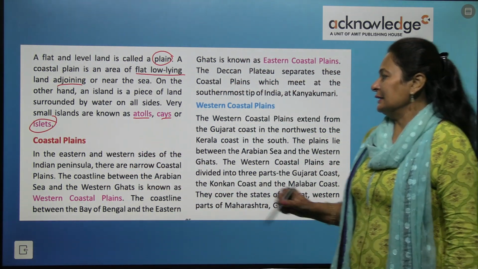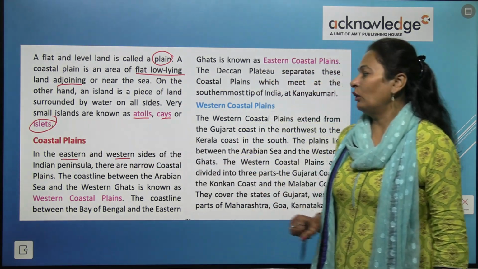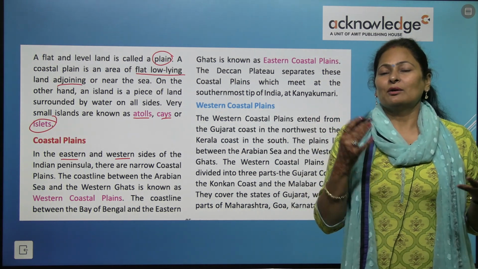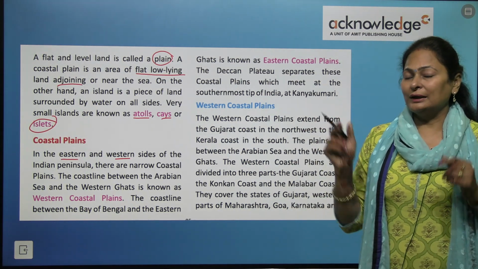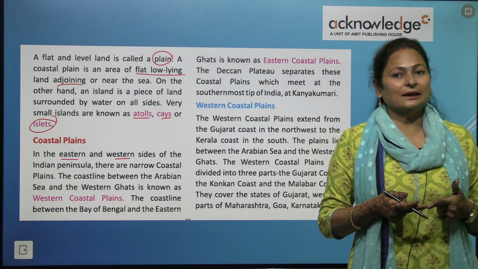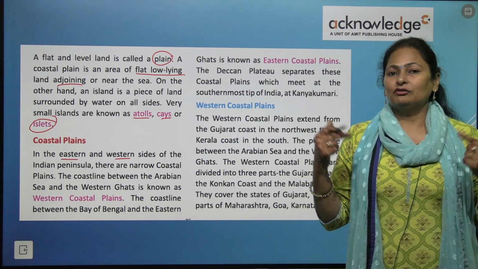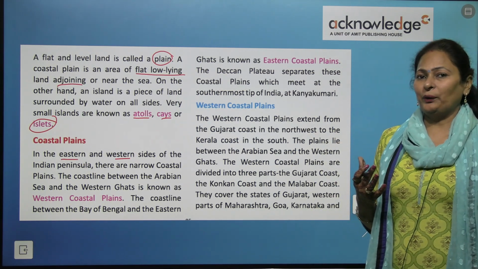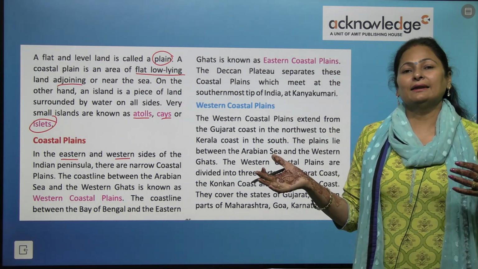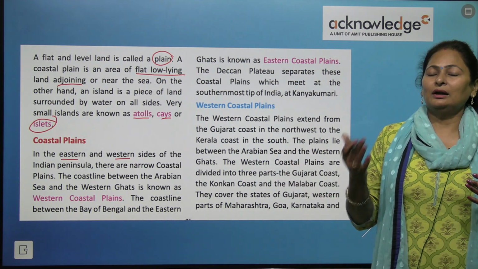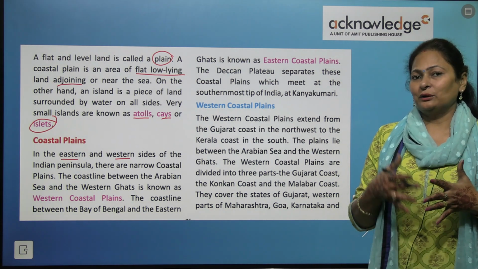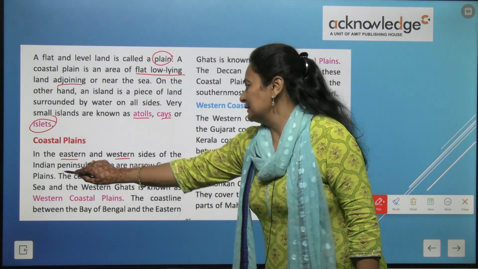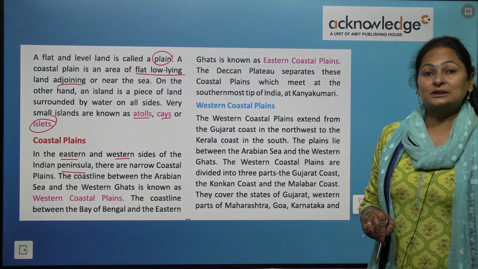In the eastern and western sides of the Indian peninsula, we have discussed the landmass which is covered by water from three sides. India is a peninsular country, right? It is covered from three sides by water. In the west it is the Arabian Sea, in the east it is the Bay of Bengal, and in the south side it is the Indian Ocean. So India is a peninsular country. There are narrow coastal plains.